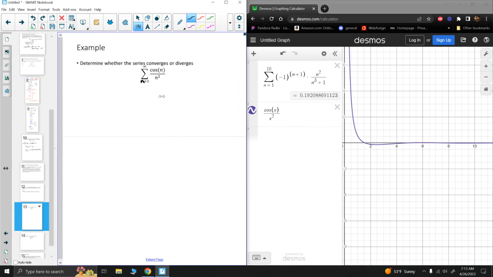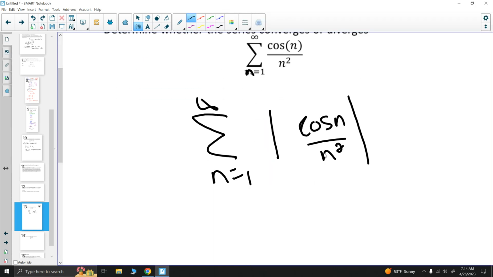So what we need to do is hopefully find that absolute convergence would work. We're going to think about the sum, n equals 1 to infinity, of the absolute value of cosine n over n squared. First of all, cosine n is between 1 and -1. So the absolute value of cosine n is between 1 and 0.